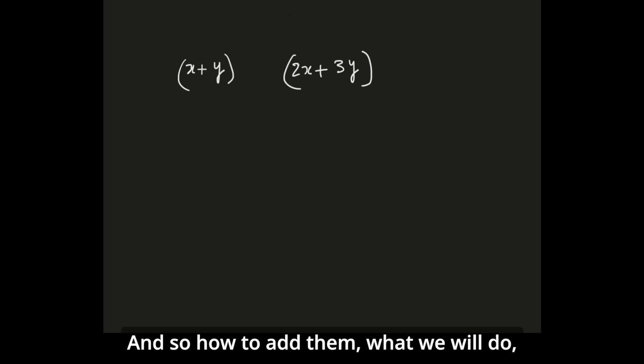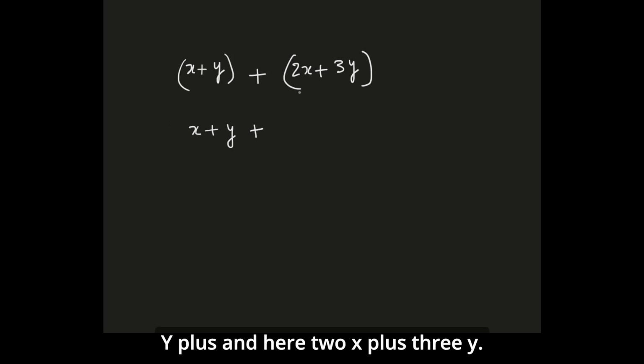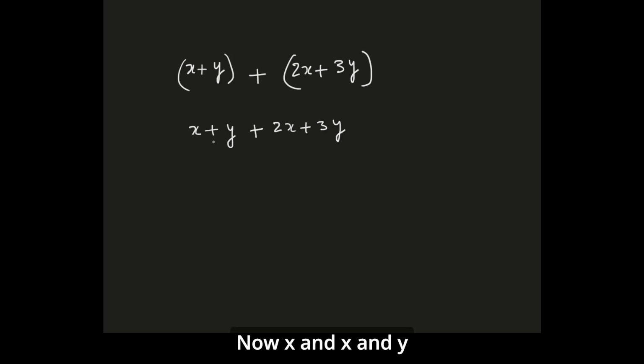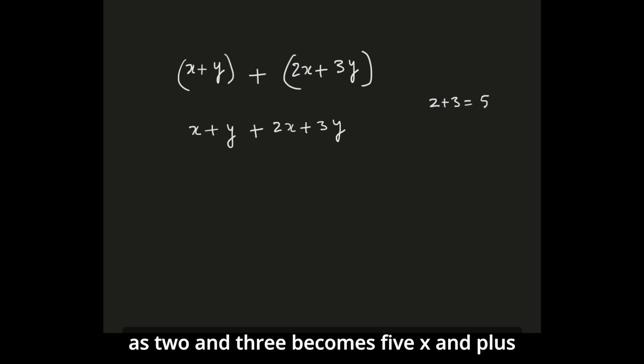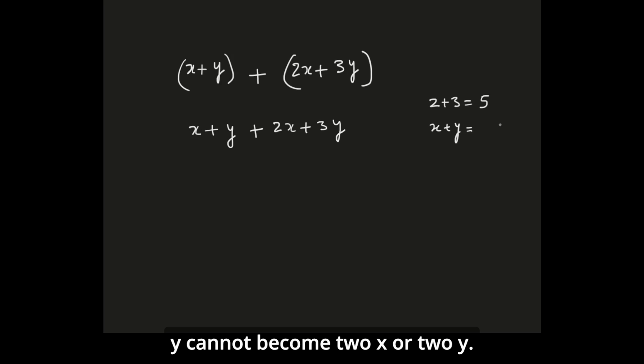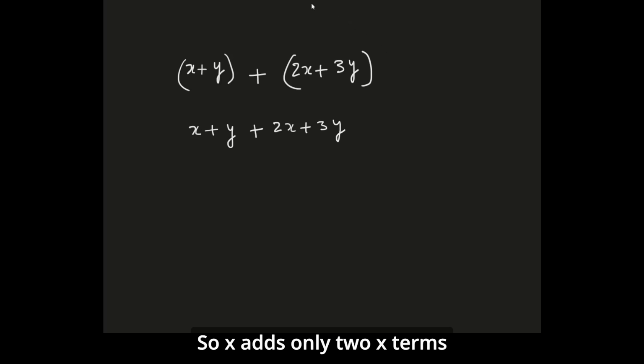So how do we add them? Let's put a plus symbol and open the brackets: (x plus y) plus (2x plus 3y). Now x and y cannot be added together. Just as 2 and 3 become 5, x and y cannot become 2x or 2y. So x adds only to x terms and y adds only to y terms.